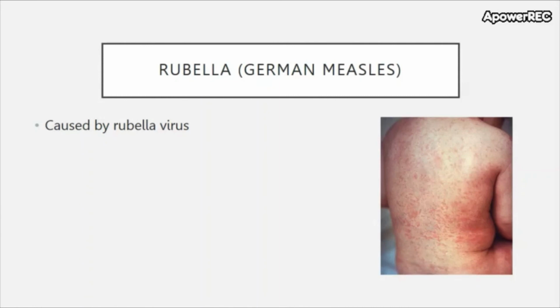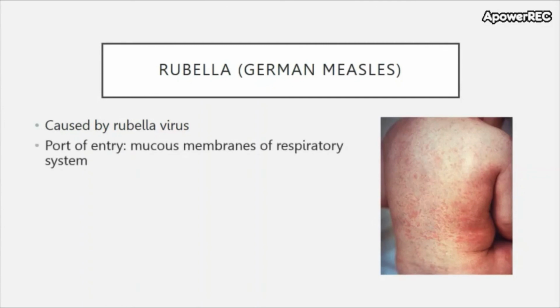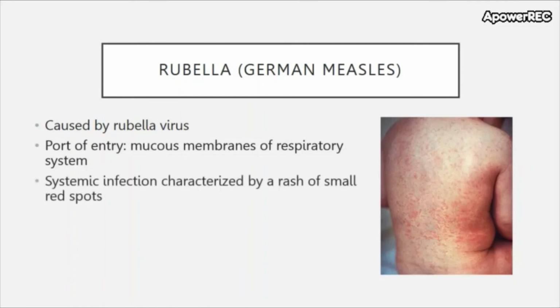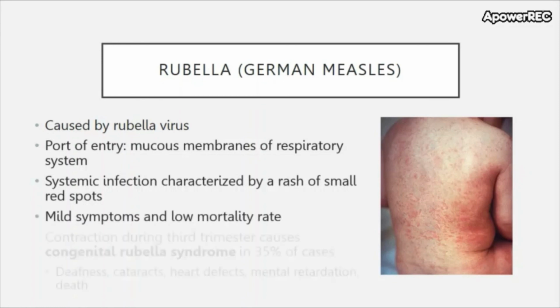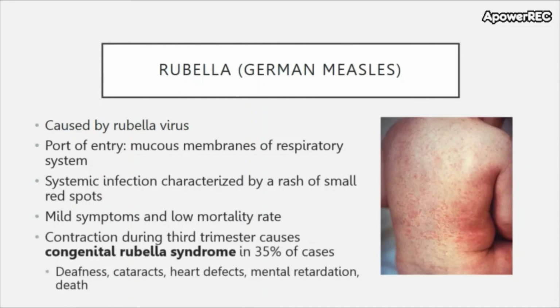Okay, rubella, which is also known as German measles. The term rubella basically means little red. Ports of entry include mucous membranes of the respiratory system. It's a systemic infection characterized by a rash of small little red spots. And it has mild symptoms and a low mortality rate. Contraction during the third trimester causes congenital rubella syndrome in 35% of cases, which includes deafness, cataracts, heart defects, mental retardation, and death.